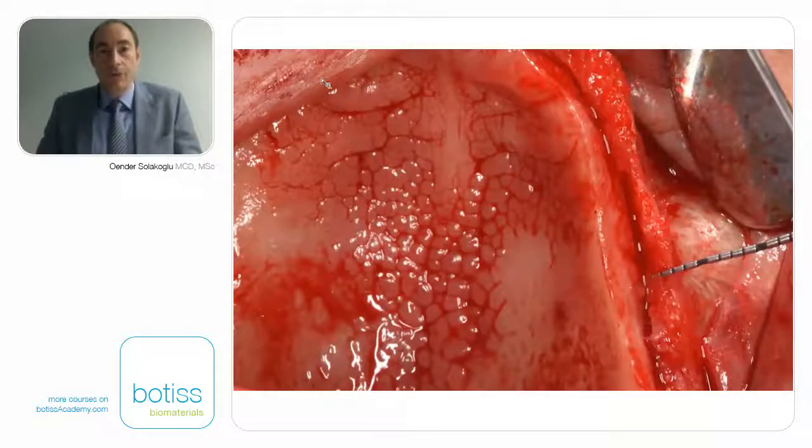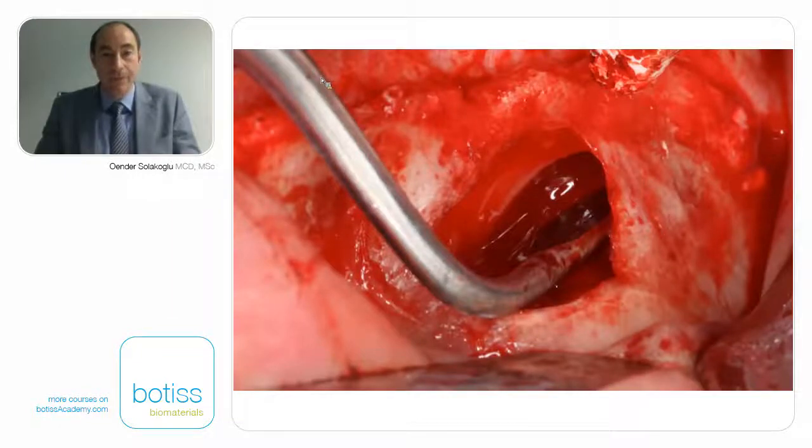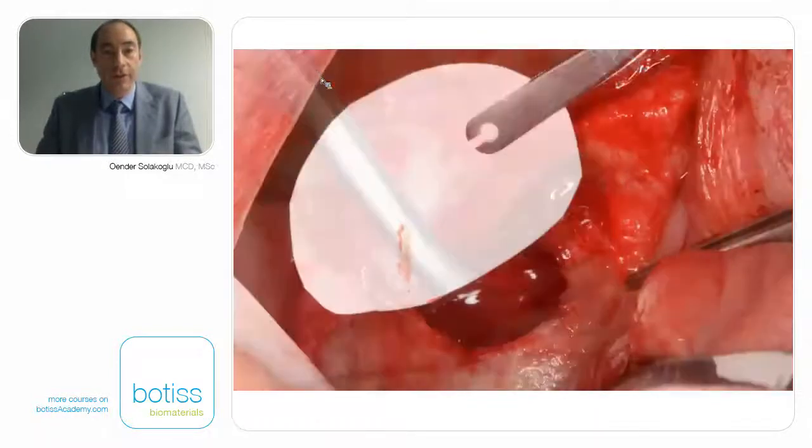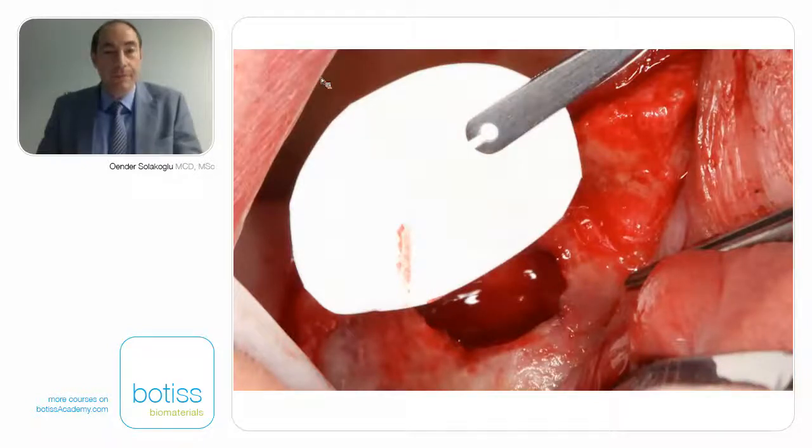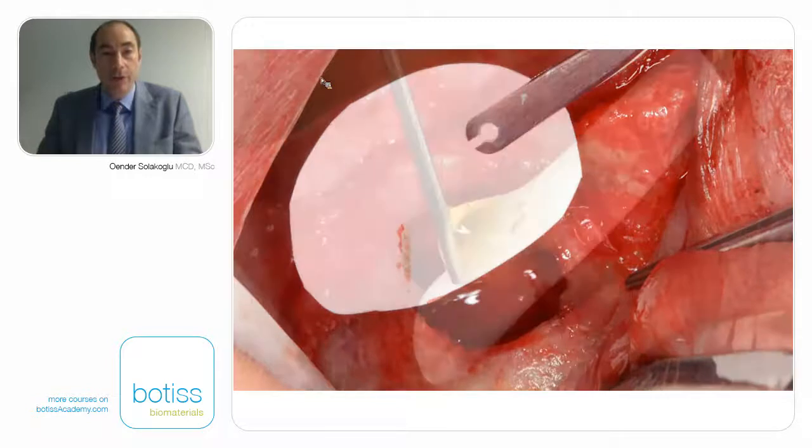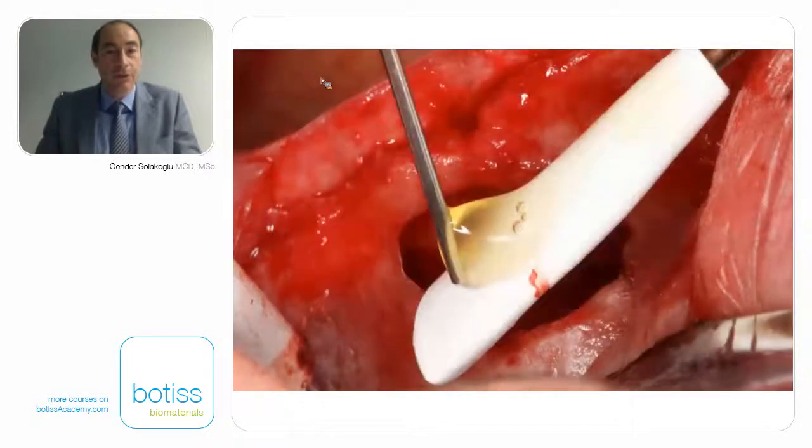Let's go back to our case, and this is basically the initial view of our Stallman 8 patient, and you can see here how thin the bone is originally. This is the lateral window of the sinus lift, and you can also appreciate the hugeness of the sinus in this situation. And this is the Jason membrane, which I always use in order to protect the Schneiderian membrane.